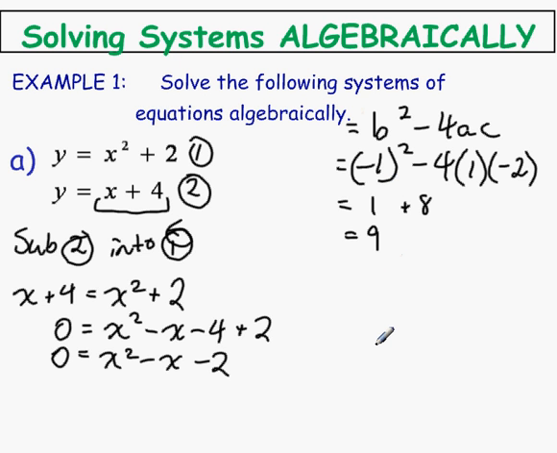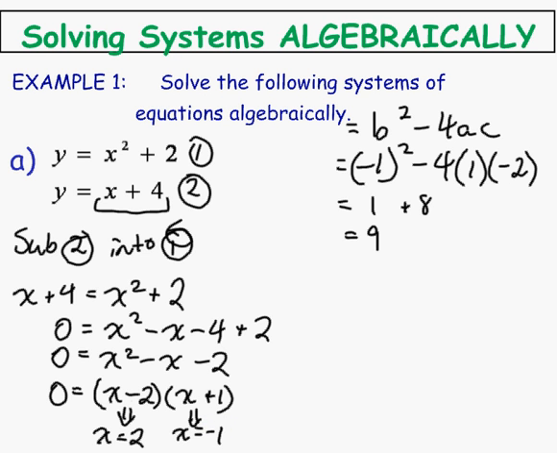So now I can actually solve my equation by factoring to find my 2 values for x. If we look at our equation here, it's a trinomial, so we want to factor it. We look for 2 numbers that add to -1 and multiply to -2. Those 2 numbers are -2 and +1. Okay, now that it's factored, we can solve for x. From this bracket, we can see that x equals 2. And from the second bracket, we can see that x equals -1.